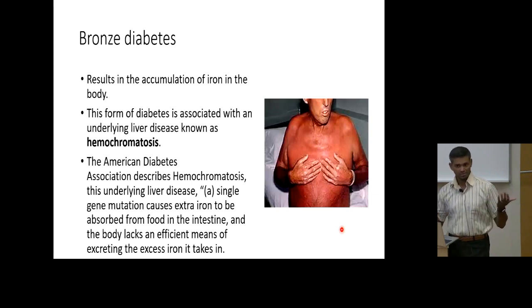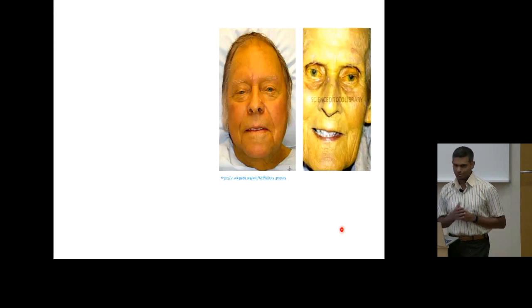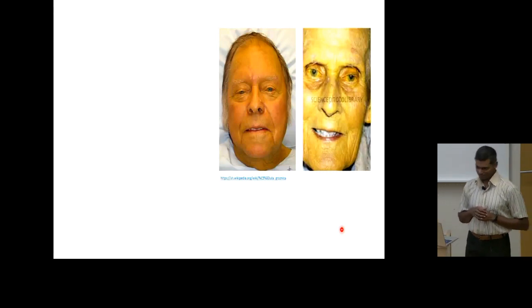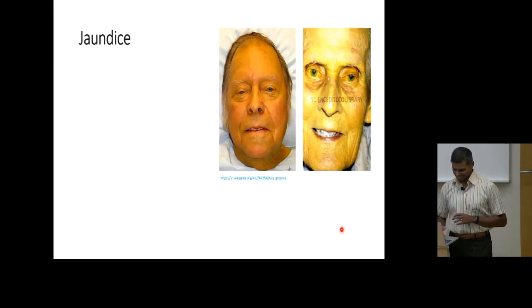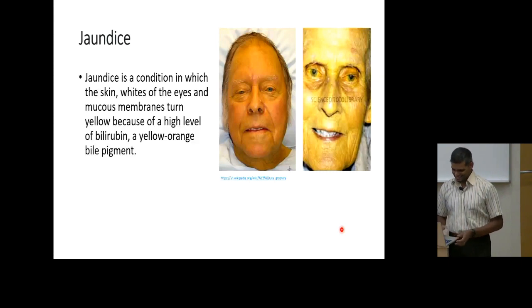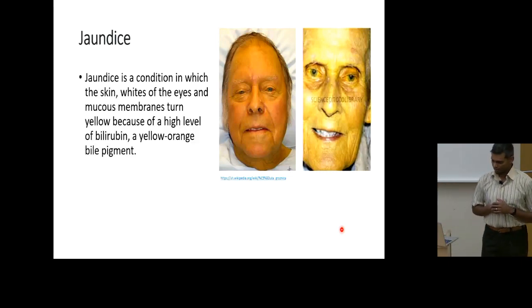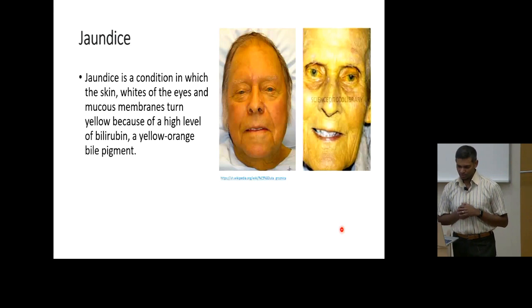I don't expect you to know the mechanisms of how this happens, just know that excess iron accumulation can lead to the skin bronzing. Okay, what do you think this condition is for these gentlemen? Jaundice, yes. And the reason for the yellowing of the whites of the eye and also the mucous membranes turning yellow is because of a pigment called bilirubin.